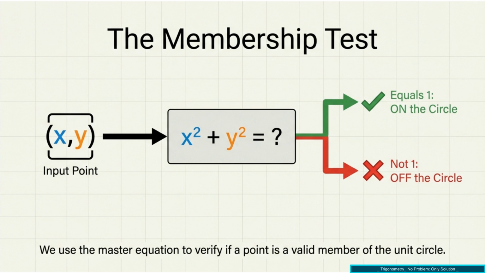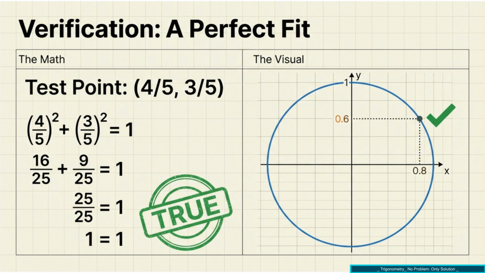This master equation serves as a membership test. If a point's coordinates satisfy x squared plus y squared equals 1, the point is on the unit circle. For example, the point (4/5, 3/5) is a perfect fit. When substituted into the equation, we get 1 equals 1, verifying it is on the circle.